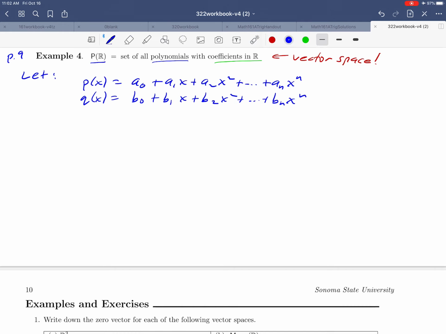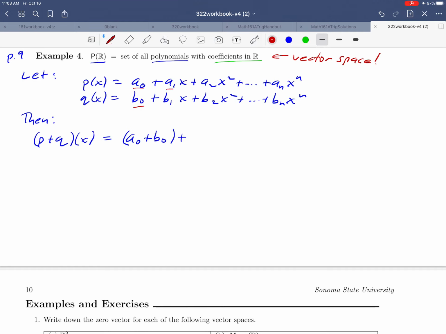And now that we've got two polynomials in front of us, we could talk about what it means to add those together and to multiply by a scalar. So we will define the sum of those two polynomials, p and q, to just be the component-wise sum of each of the terms. So for example, we would take a0 and b0 and add those together. That would be our constant term.